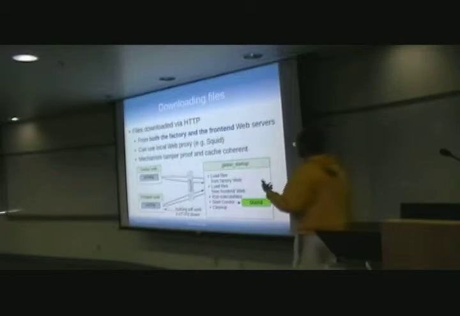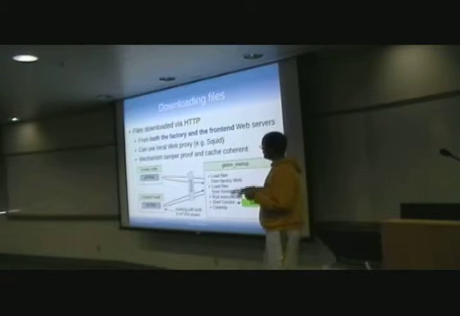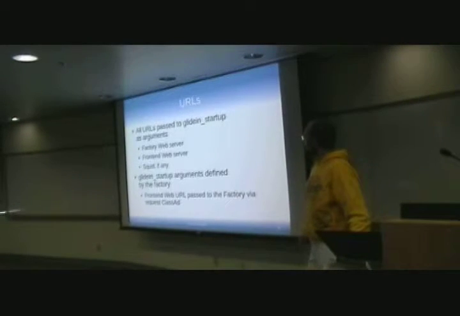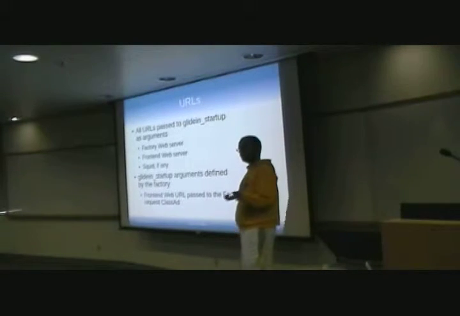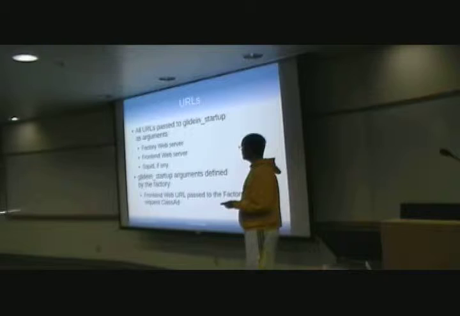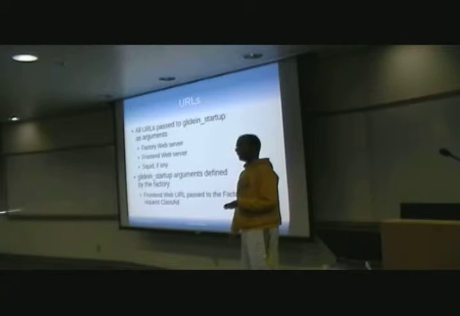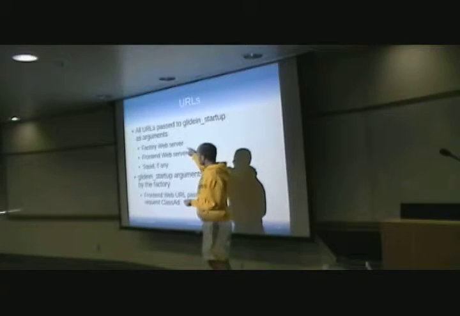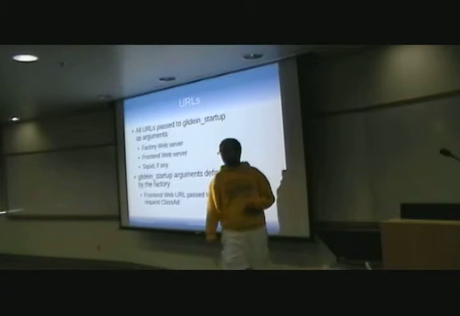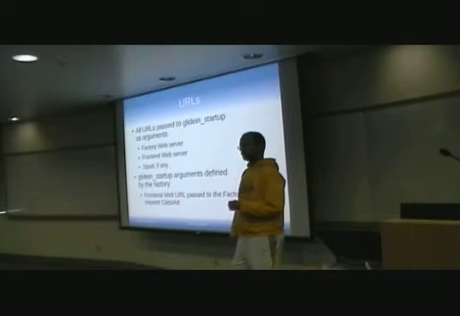Now, the files are downloaded, both from the factory and the front end, using HTTP, using the local web proxy available, and they do it in a secure way. Now, how does the glidein startup know where to go for the web servers? It's one of the arguments. The glidein startup is given the two web server URLs from where to fetch all the other information. So if you look, you actually see them as an argument for the pilot.